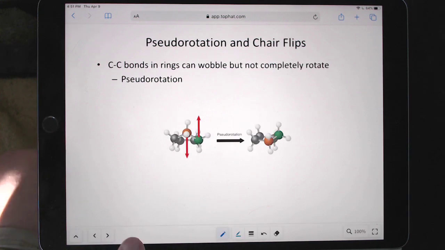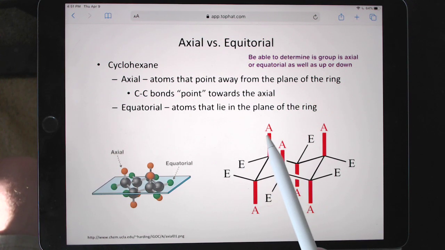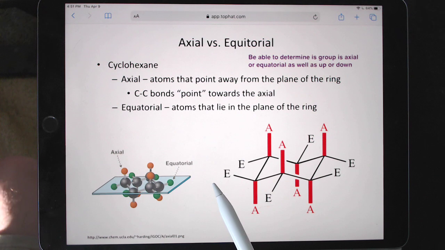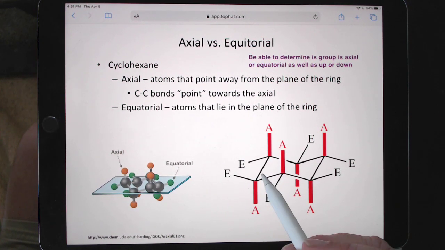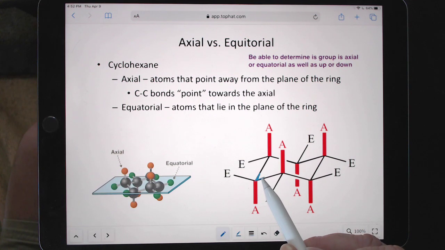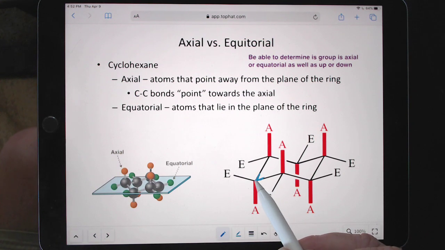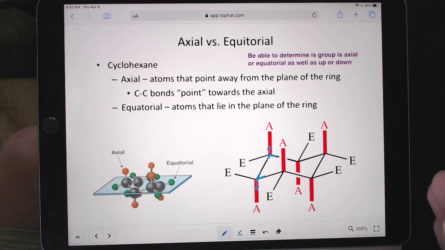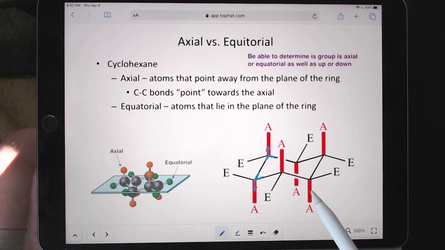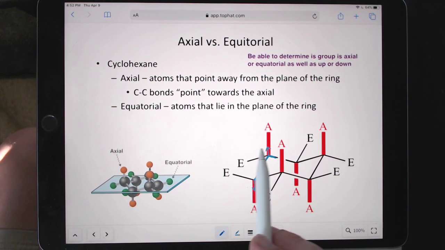Now we are going to talk about these chair flips. You do need to be able to determine not only the axial and equatorial, but also up and down. Axial is always either going to be straight up or straight down, and you can determine which way it needs to go by how these carbon atoms are pointing. If the carbon atom here is pointing down, that means the axial is pointing straight down. Here, the carbon atoms are pointing up, so the axial is going to be pointed straight up, and you can go through all of these. The equatorial is going to be off to the side from that bond.